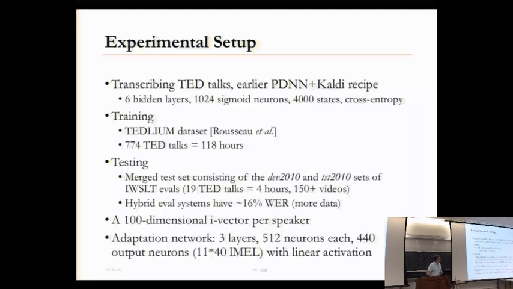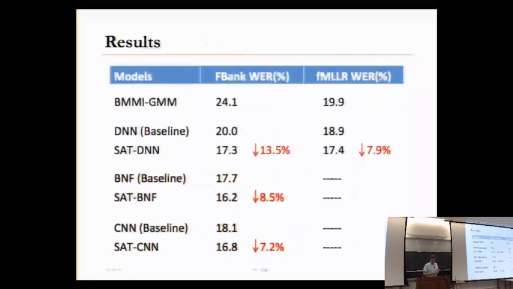And we tested them on the IWSLT test set, the dev 2010 and test 2010 test sets, a 4-hour test set roundabout. And the evaluation systems have a baseline word error rate of about 16% on this task. And our system gives us roundabout the same performance. So a standard BMMI GMM gives you 24% word error rate.